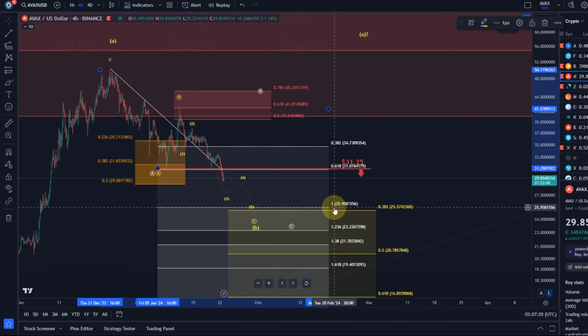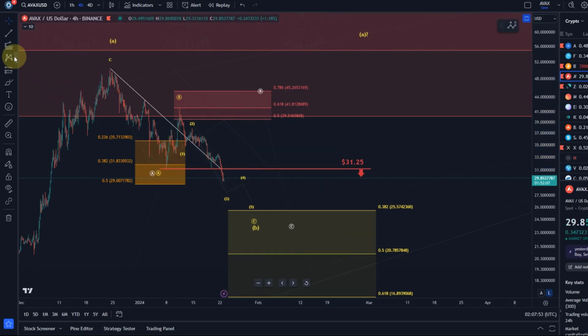That level points towards 25.95. That's the first level, the 100% extension. It's a good overlap with that 38.2 retracement, so it's worth watching these levels. Below that, I've got some little lower Fibonacci extensions at 23.22, 21.70 and $20.78. But first of all, I think we need to be watching how it's going to react to $25, $26.